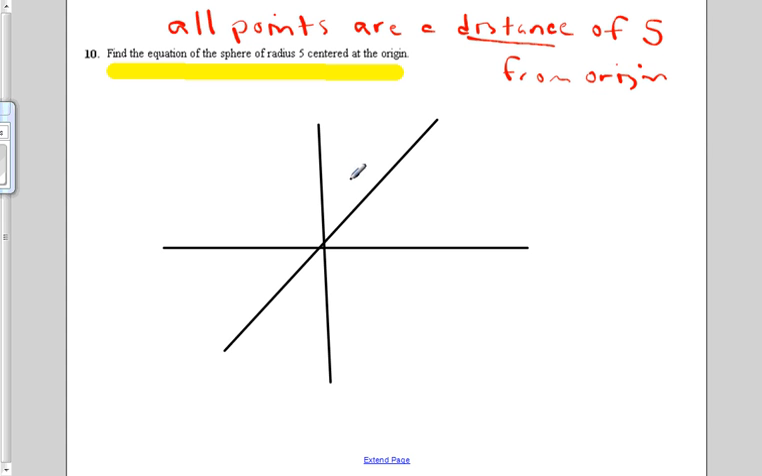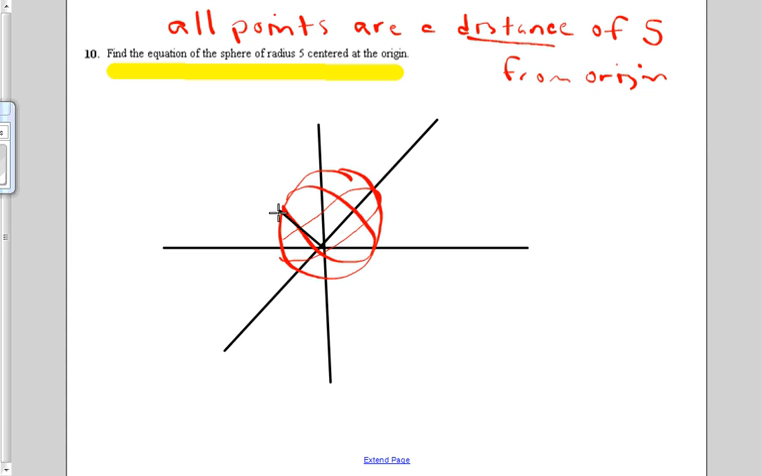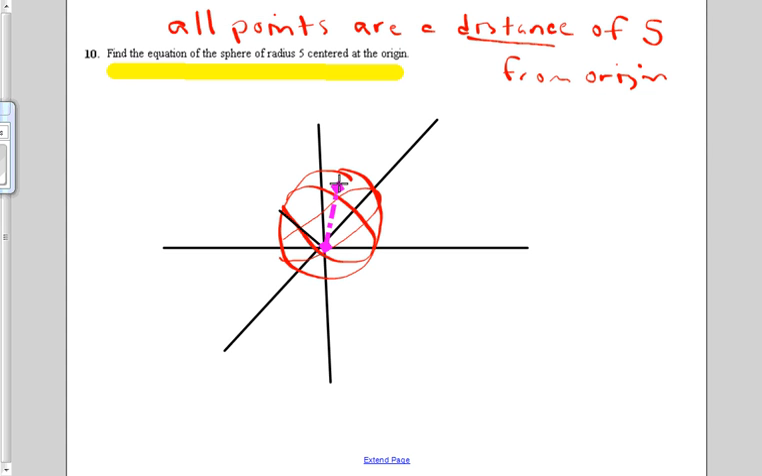So here's our sphere. And every point on that outer part of the sphere is a distance of 5. Oh, I shouldn't have used that color. Is a distance of 5 from the origin. So distance of 5, distance of 5, distance of 5.